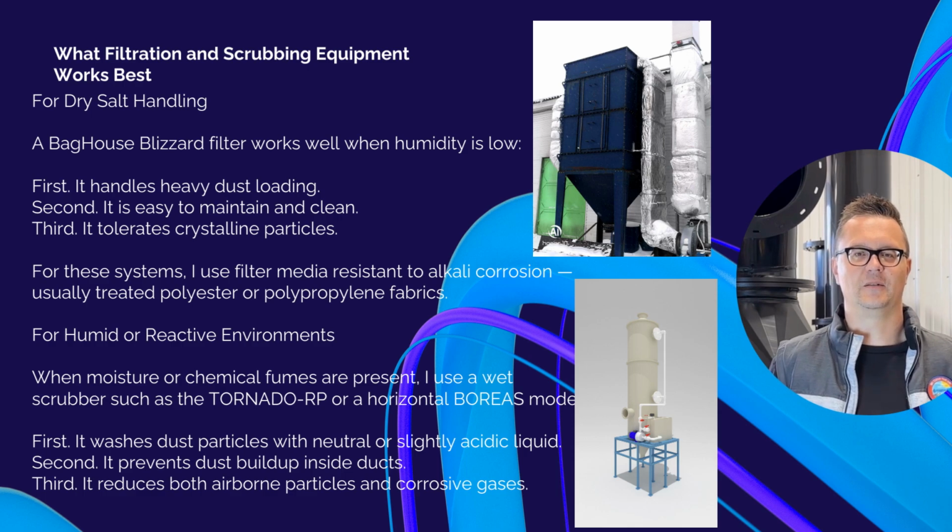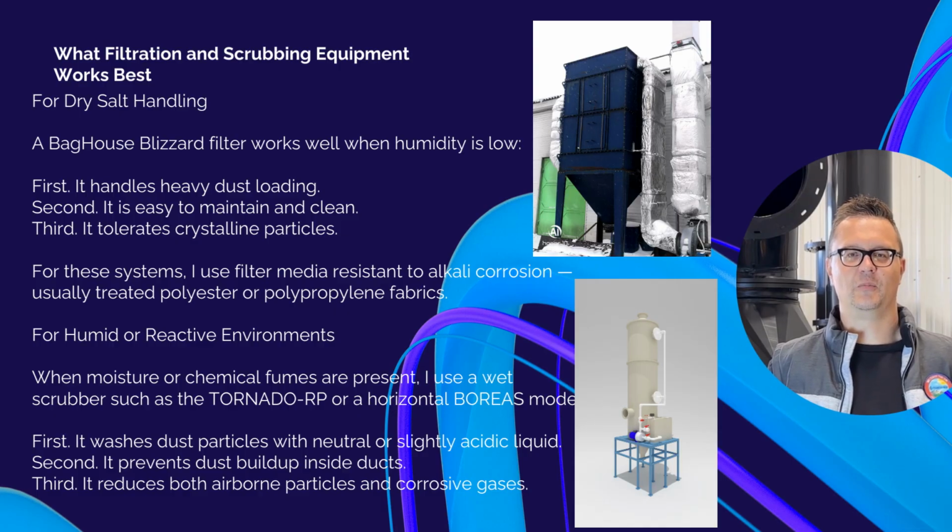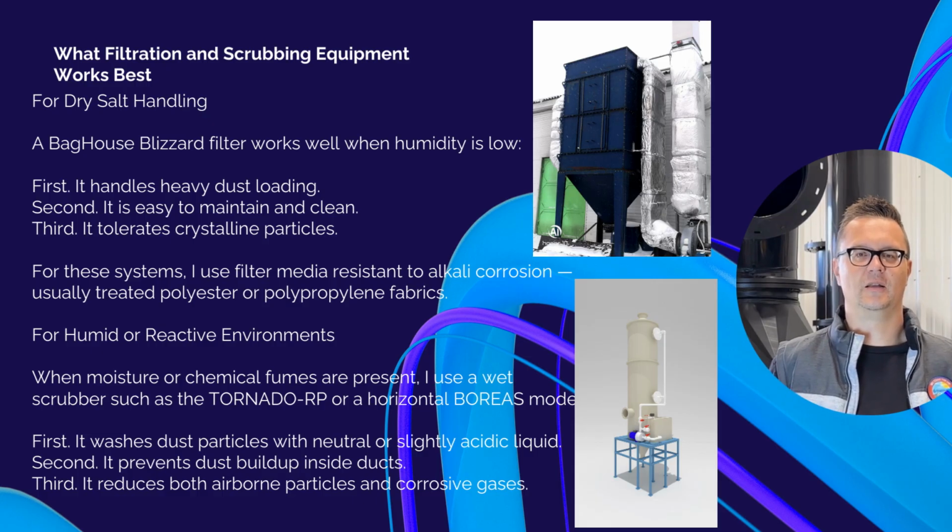For humid or reactive environments, when moisture or chemical fumes are present, I use a wet scrubber such as the Tornado RP or a horizontal Boreas model. First, it washes dust particles with neutral or slightly acidic liquid. Second, it prevents dust buildup inside ducts. Third, it reduces both airborne particles and corrosive gases. Wet scrubbing is especially effective for processes with sodium carbonate or soda ash because it neutralizes alkalinity instantly.